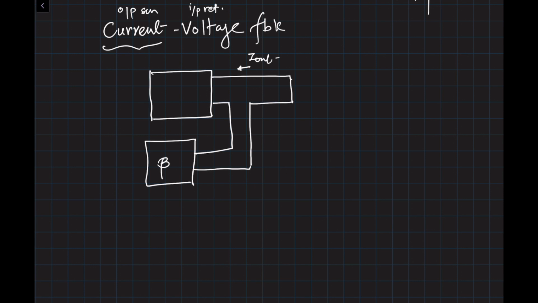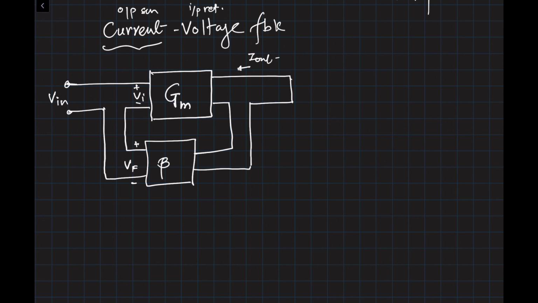So since I'm returning an input voltage, I will have to put that voltage in series. So it would look like this. Since I am returning input voltage, this return voltage will be VF feedback, and this is V in, this is plus minus VI. Now, if you look at the original amplifier, we have input voltage and we have output current. Immediately you can tell this is a transconductance amplifier, GM.